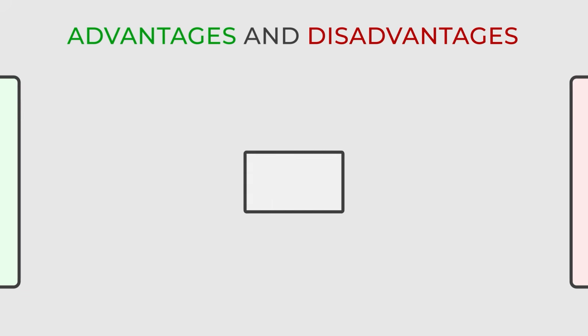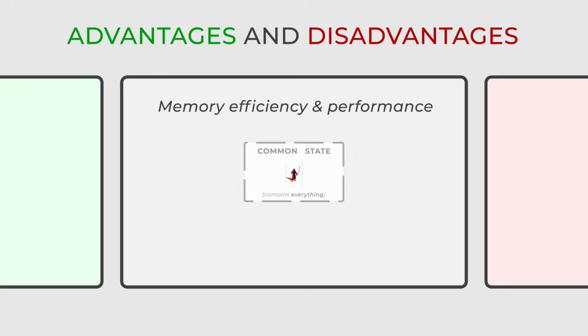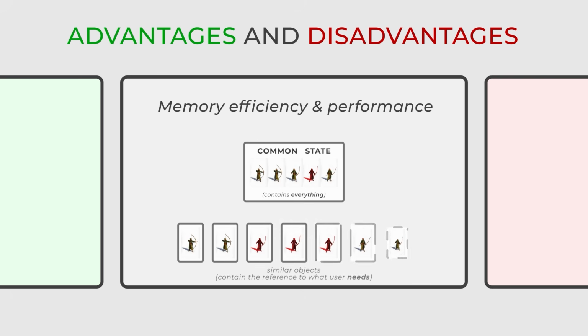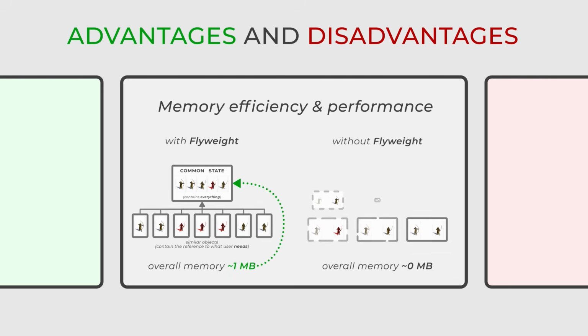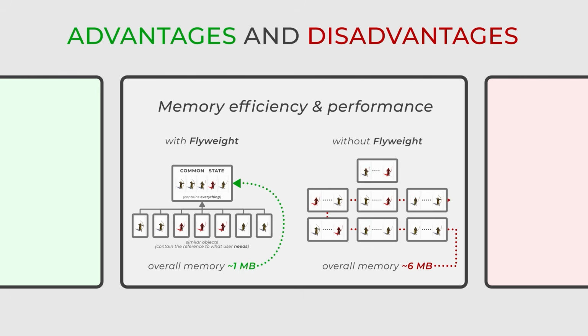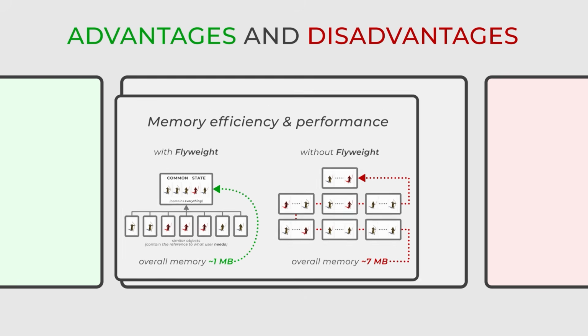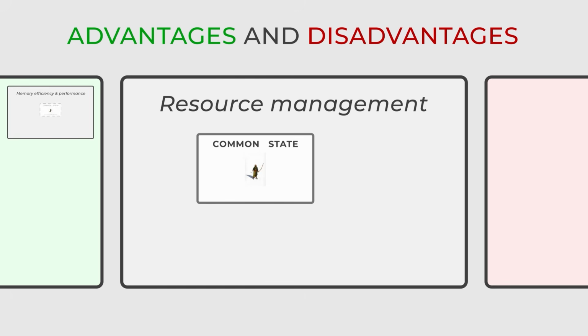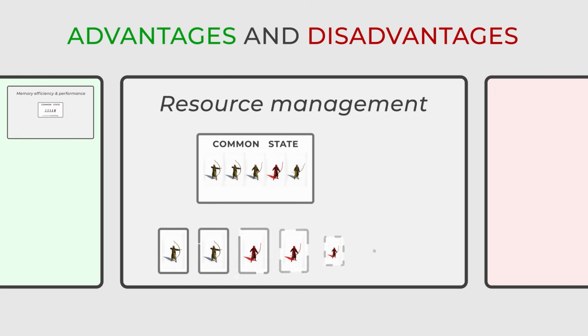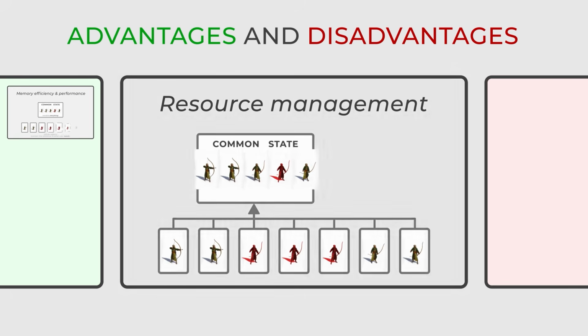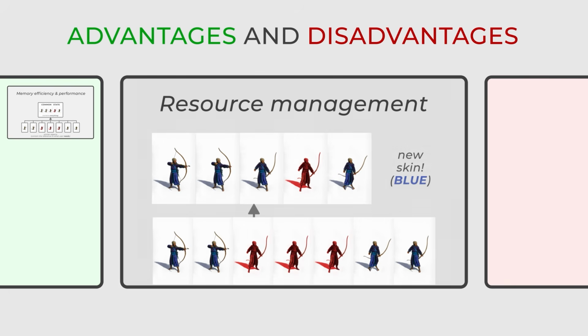On the positive side, Flyweight is highly beneficial for improving memory efficiency, as it enables the sharing of repetitive states across multiple objects, which is particularly useful when there are many instances of an object. This not only helps reduce memory consumption, but also enhances the application's performance by minimizing the overhead associated with creating and destroying objects, especially in resource-intensive scenarios. Additionally, Flyweight aids in resource management by centralizing the control and management of the life cycle of shared objects, making it easier to handle them efficiently.